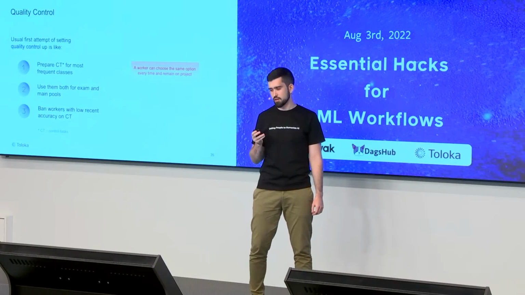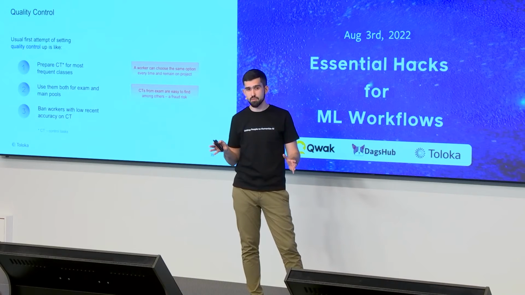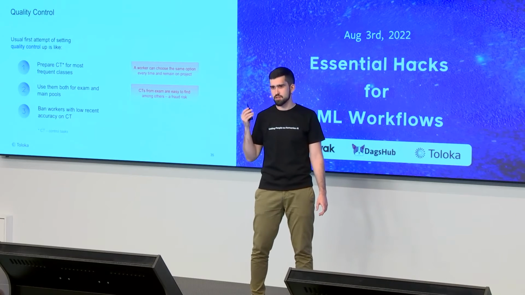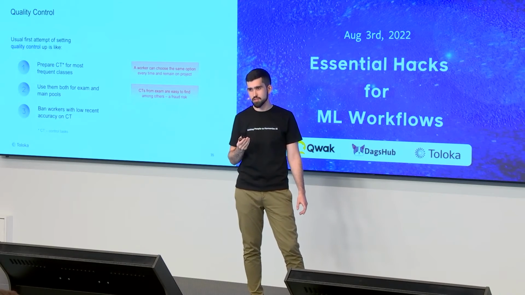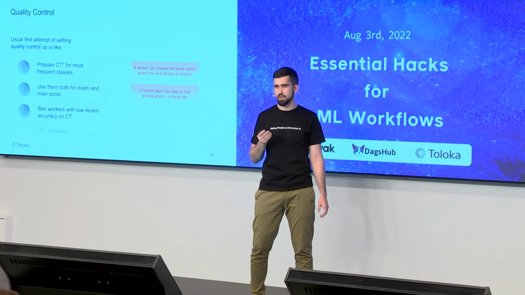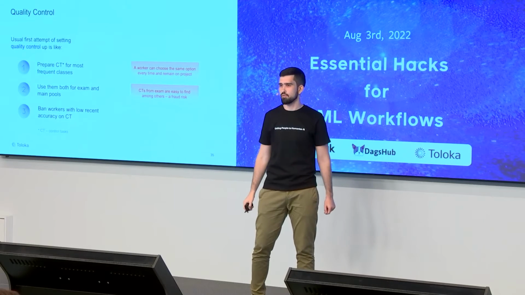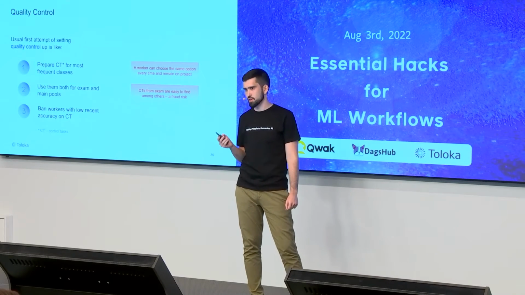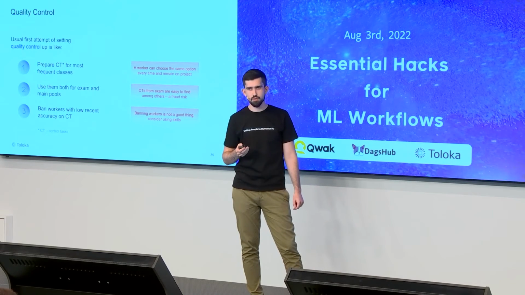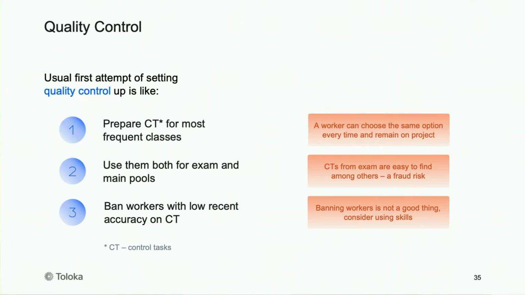That's not a way. Actually, when you use these tasks both for exams and main pools, it is also quite a strange thing, because a worker could easily understand if he sees a task which he had previously on his exam, and he will be accurate when doing those tasks, and he will not be accurate when doing other tasks. So you will have a picture like everything's going fine, but actually those guys are just doing random things with your main data. And the last thing is that banning people is not really fair. So usually we use skills for this, and I will demonstrate them on the next slide.